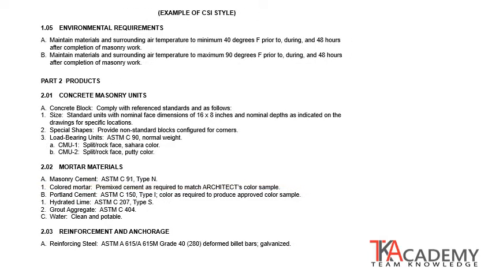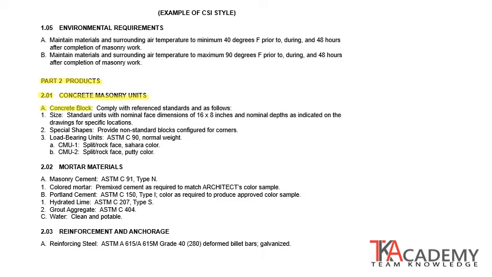The most commonly used style for specifications is the CSI style, which follows a traditional outline format with alternating numbers and letters. For this example, we see part 2 products, and then underneath that the paragraph 2.01, that's simply in a sequential number for concrete masonry units. Now the first subparagraph underneath this paragraph is letter A for concrete block.